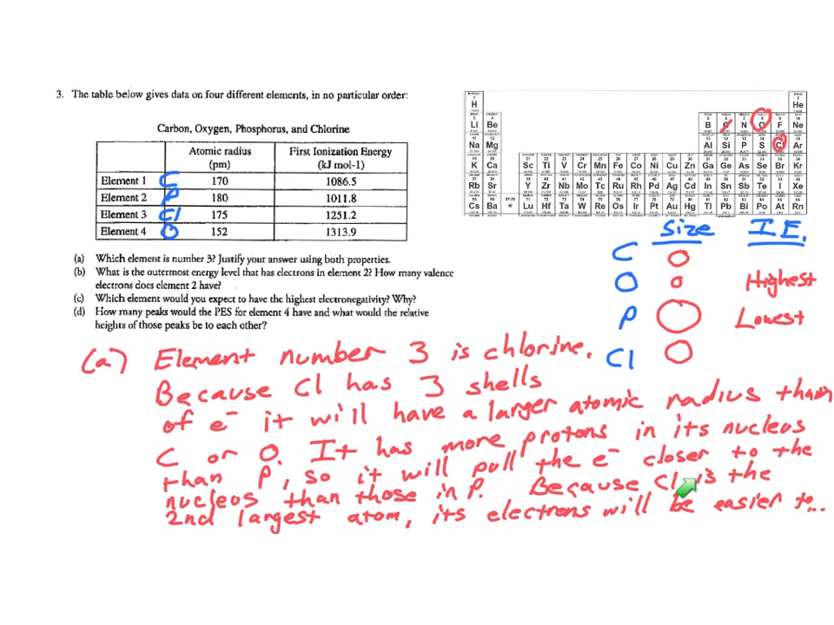So because chlorine is the second largest atom, its electrons will be easier to remove than carbon and oxygen, and that's kind of where I got cut off. And we definitely want to say why, that we understand that they're further from the nucleus, so their attraction is less than the others. So I think you'd have to finish it up after this, but you get the idea.